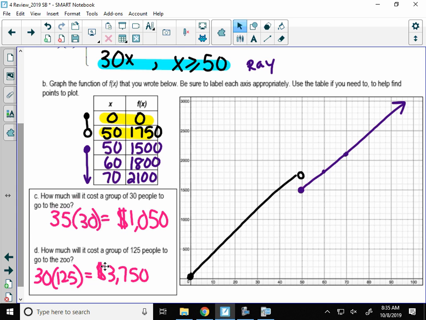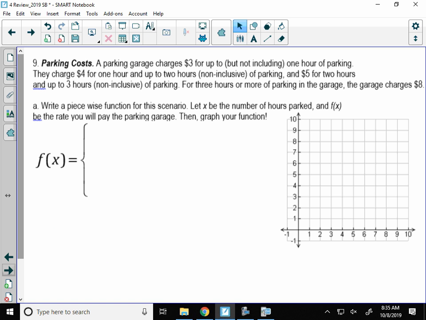All right, last one. One more problem, talking about parking costs in a parking garage. It says that the parking garage charges $3 for up to, but not including, 1 hour of parking. So like 59 minutes, they'll charge you $3 to park there. Then they charge $4 for 1 hour, up to 2 hours, not inclusive, and $5 from 2 to 3 hours. Anything over 3 hours of parking, 3 or more, they charge $8.